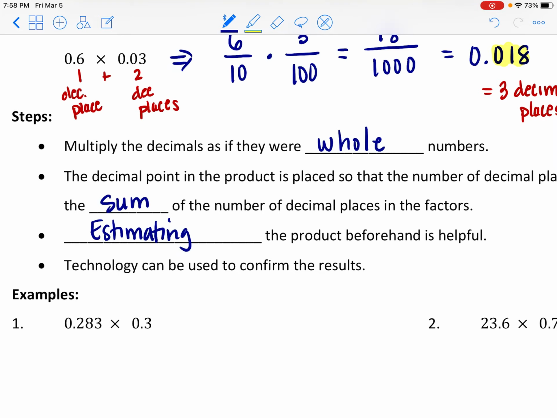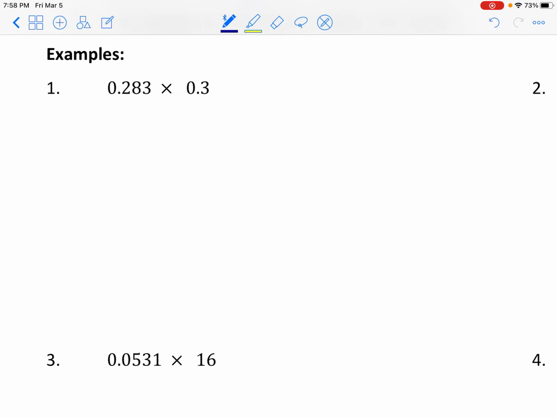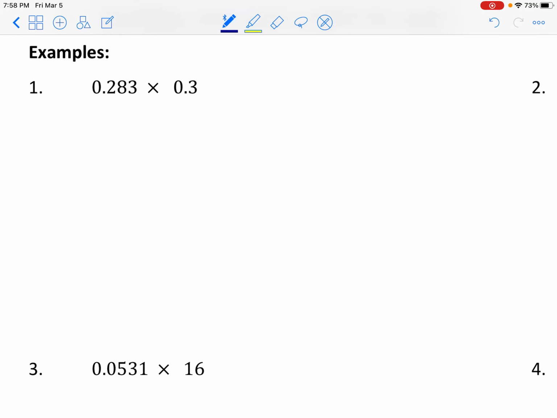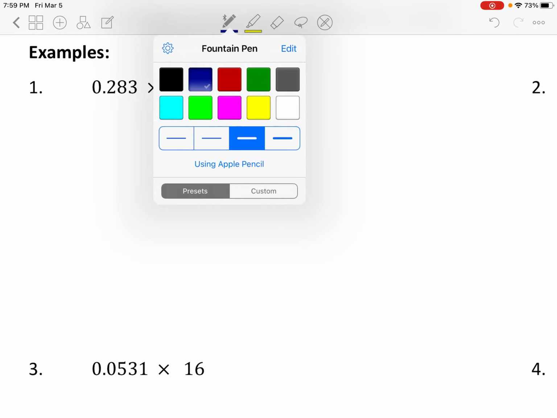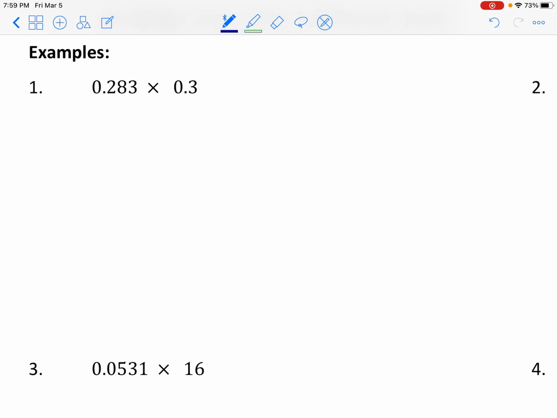Okay, so let's try this out a few times. Multiplying here, just like 0.2 and 0.3, that might be a tough one for us to estimate, so let's bypass that one. But we have a number that's less than a half, and another number that's less than a half, so we're going to have a pretty small result here. Let's go ahead and multiply these numbers.